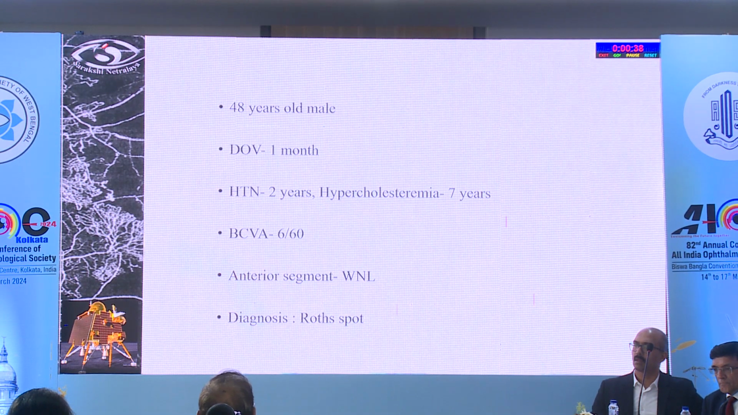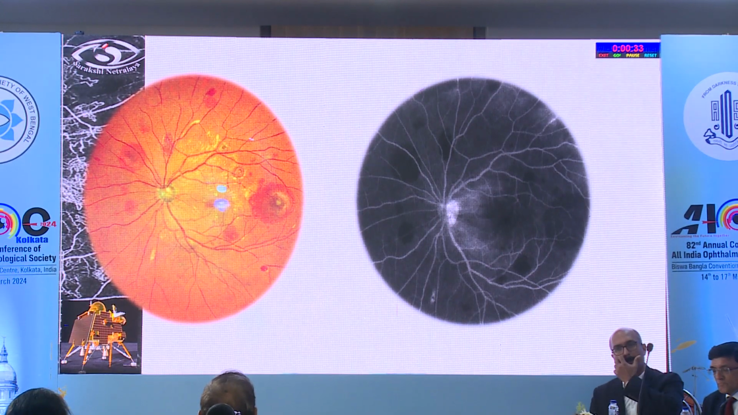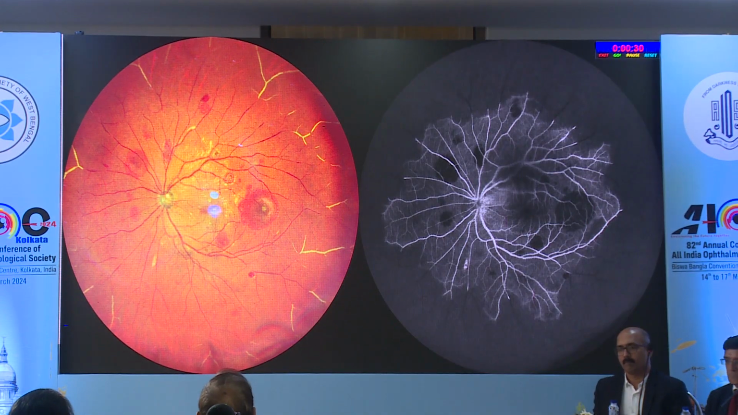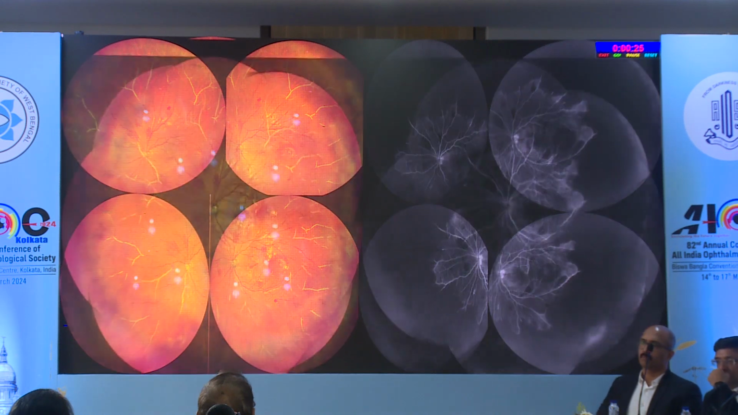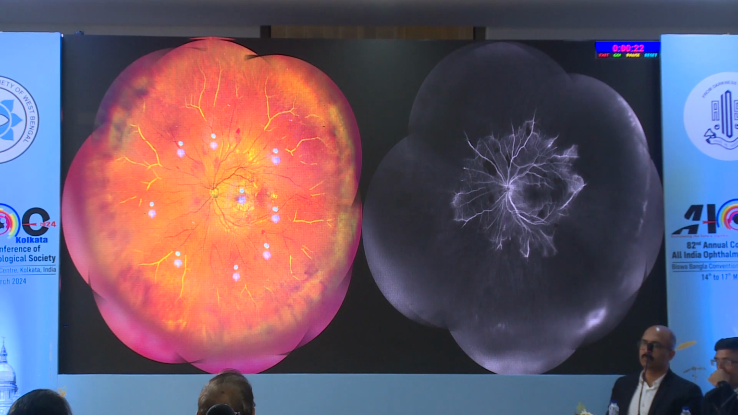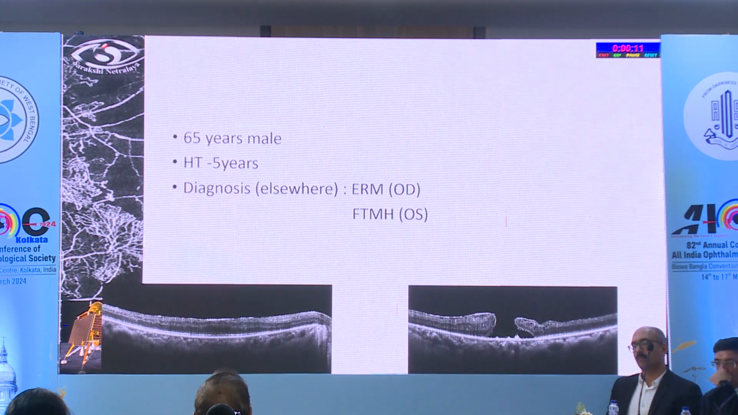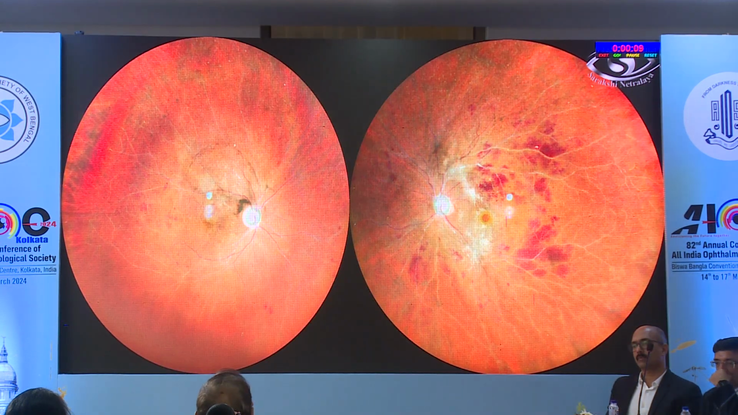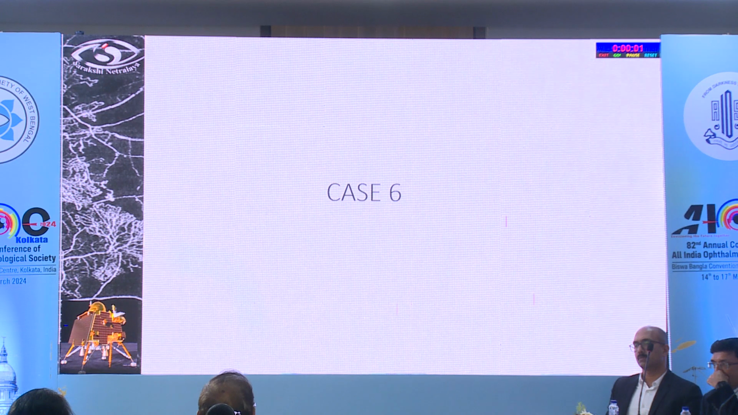A 48-year-old male, systemic disease as quoted over there, diagnosed elsewhere as a case of Roth's disease. And when we did a Widefield angiogram, you could see the terrific shutdown in both the eyes. He was investigated and found to have a bilateral carotid disease, and this is how we could prevent a so-called morbid condition in this particular patient. Similarly, this was diagnosed elsewhere as ERM with full thickness macular hole, and when we did the Widefield photograph and Widefield angiogram, this is almost a half zone type of image which you can see in this particular case.